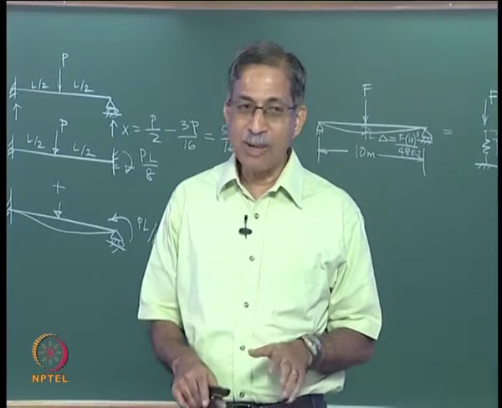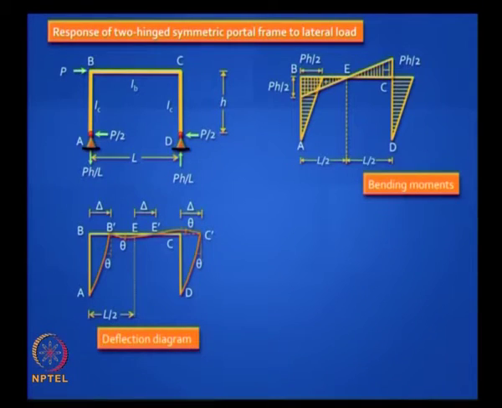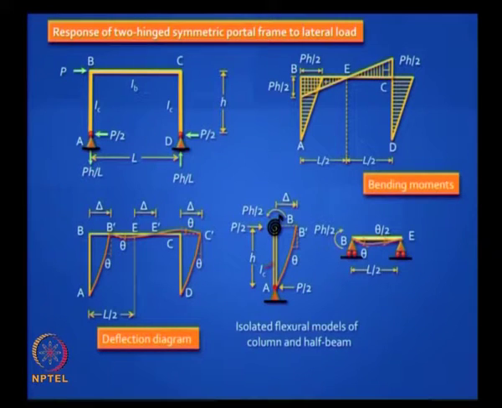Let us say you isolate one of those columns, how will it look like? It is not a cantilever, at the bottom you have a hinge. So can you make it look like this? So you see this picture, I have taken out the column, and on top I put a spring, a rotational spring.